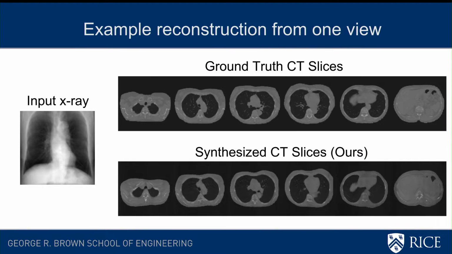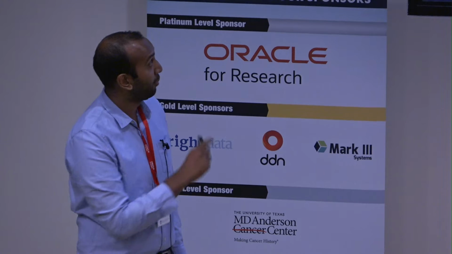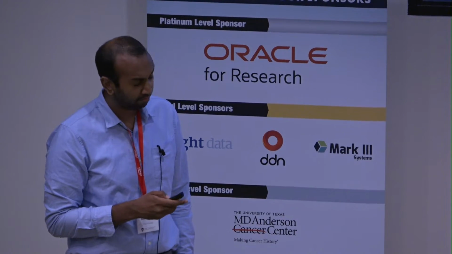And here's just some results that we have so far. Visual inspection is always hard, but just to give you an idea, if we have an input X-ray, we show the ground truth slices up top and the synthesized CT slices on the bottom. Obviously, we can't get every single small detail, but you'll notice that the general shapes of the images are quite there. And so this is quite promising for us. And remember, this is just from one single view of the CT volume.